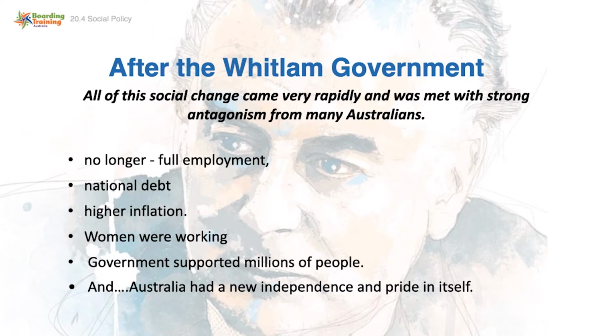All of this social change came very rapidly and was met with very strong antagonism from many Australians, including people like my parents, who were rather dismayed at so much change so quickly. So we no longer had full employment. We now had a national debt, quite a large national debt. There was higher inflation. Women were working, not just in their homes, looking after kids. And the government now supported millions of people. But Australia had a new independence and a new pride in itself, a pride in its own culture.